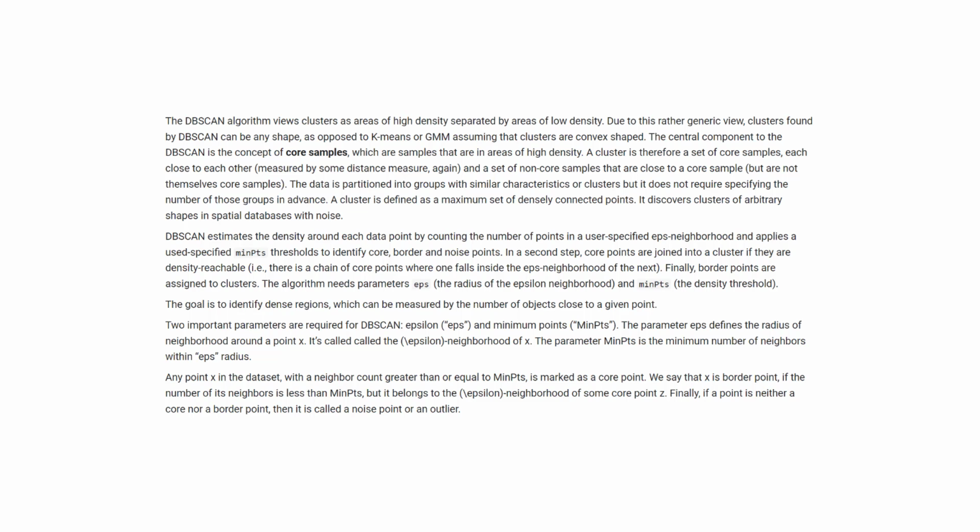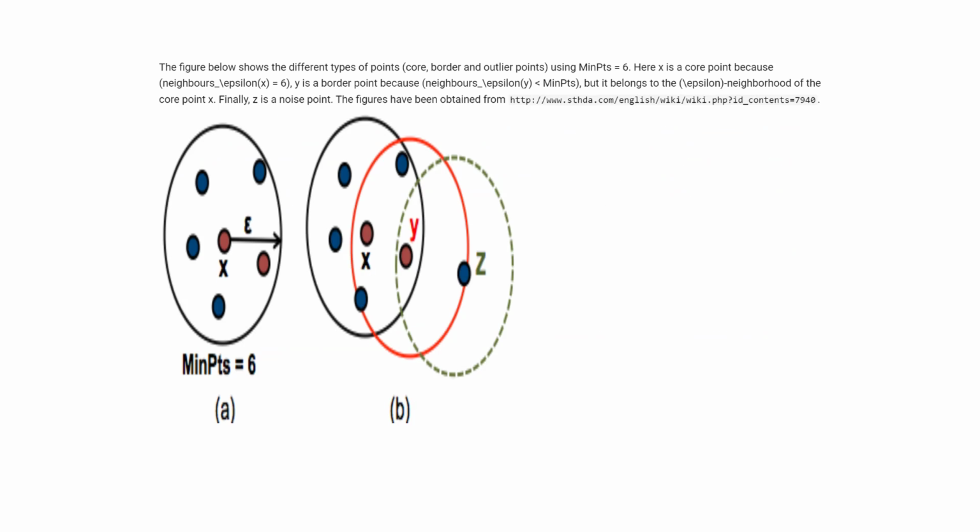Any point X in the dataset with a neighbor count greater than the threshold min PTS is marked as a core point. We say that X is a border point if the number of its neighbors is less than min PTS, but the X point belongs to the epsilon neighborhood of some core point Z. Finally, if a point is neither a core point nor a border point, then it is called a noise point or an outlier.